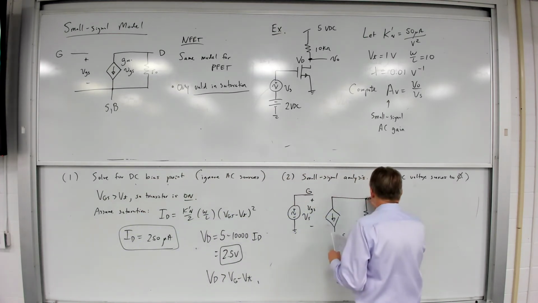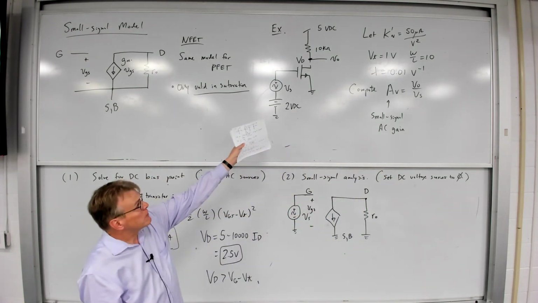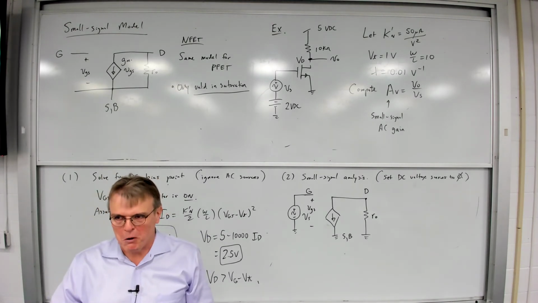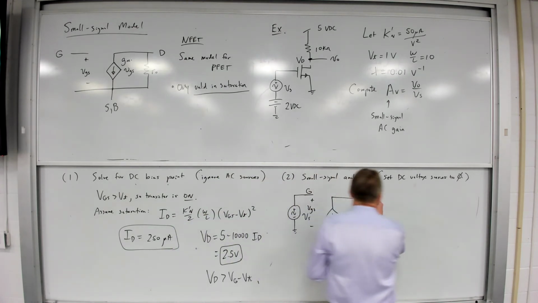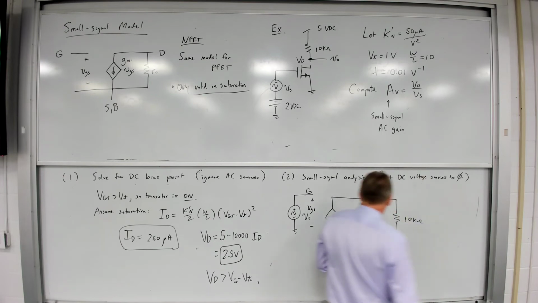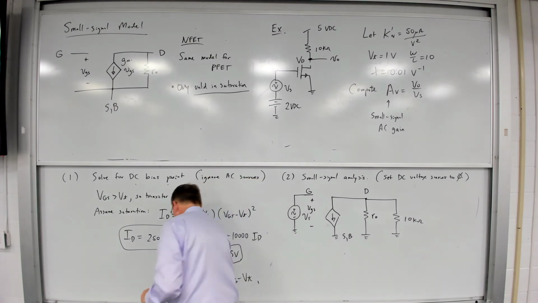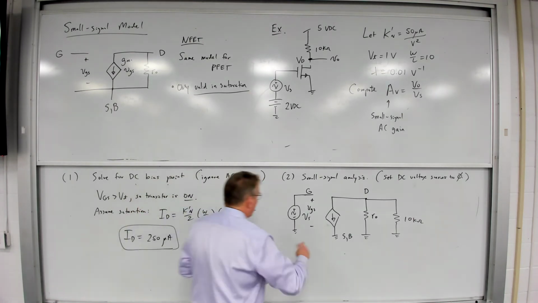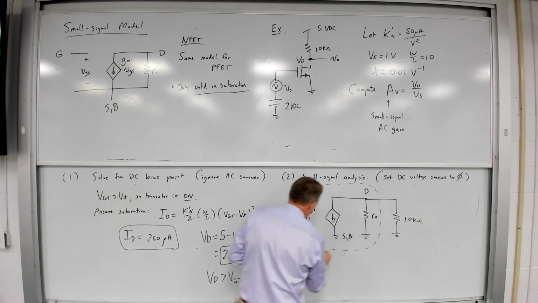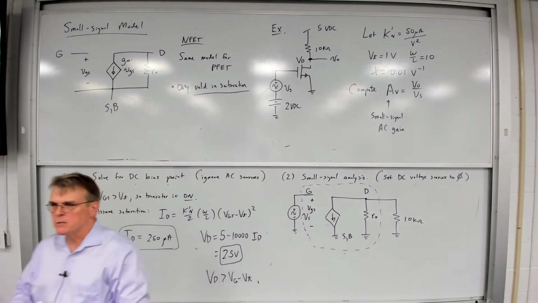And over here at the drain, I've got a 10K resistor that's connected from the drain to a 5-volt DC source, but the 5-volt source is now 0. It's ground. And so I'm going to add that resistor. So here is my transistor model. And I plug that in, and then I add the external components to it. And there's my small signal diagram.